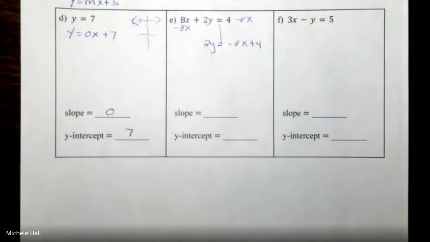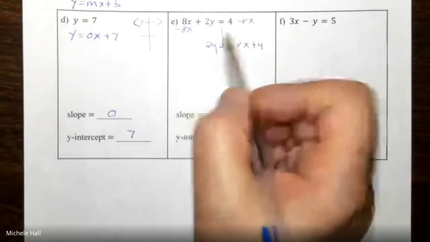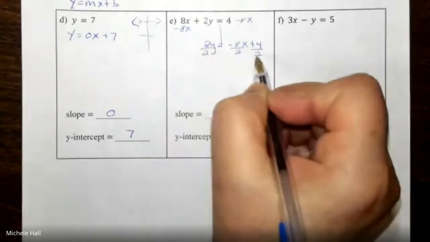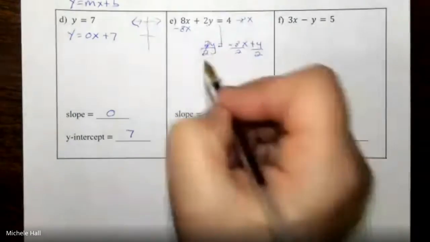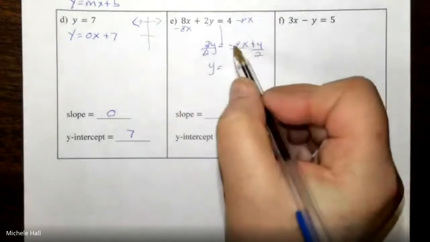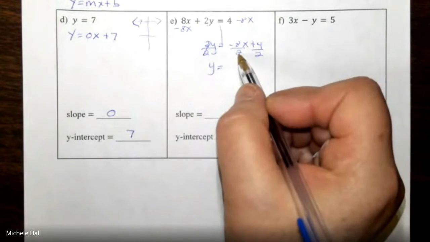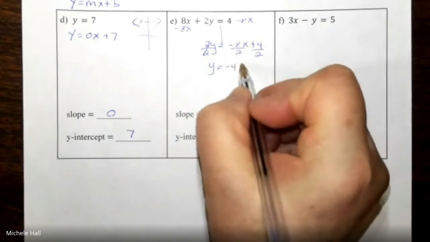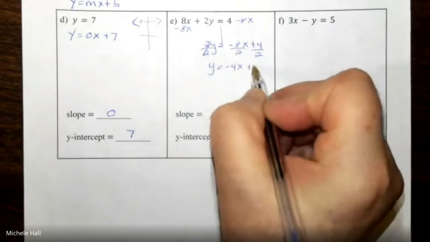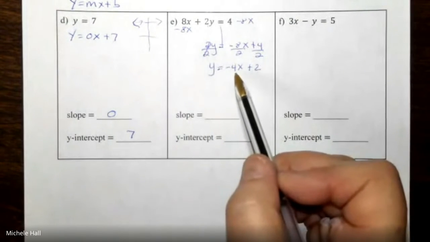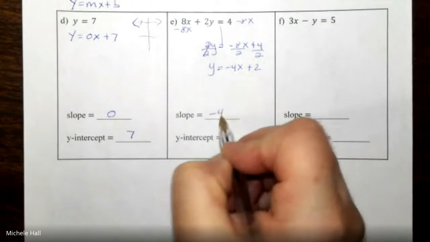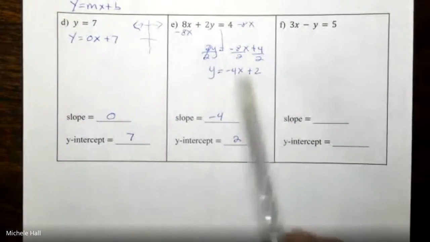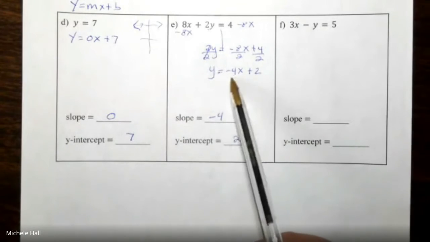I'm going to finish by dividing by 2 to get y by itself. I need to divide everything by 2. I'm dividing 3 times. Divide by 2, divide by 2, divide by 2. 2 divided by 2 is 1, so we get y equals negative 8x divided by 2. Negative 8 divided by 2 is negative 4. So negative 8x divided by 2 is negative 4x. 4 divided by 2 is a positive 2. I can see now that my slope is negative 4 and my y-intercept is 2. We practiced getting y by itself earlier in the chapter.